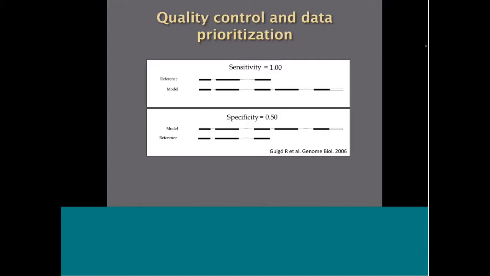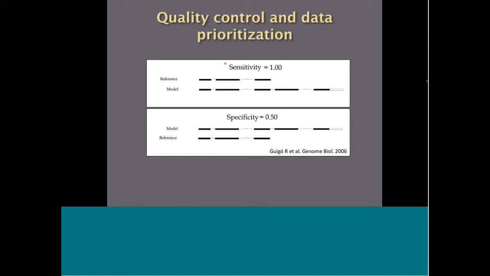Sensitivity, as seen here, indicates how much of a supposedly true reference model we predicted. You can see this model, even though it over-predicts, has 100% sensitivity. We predicted everything we should have. So sensitivity measures your false negative rate.